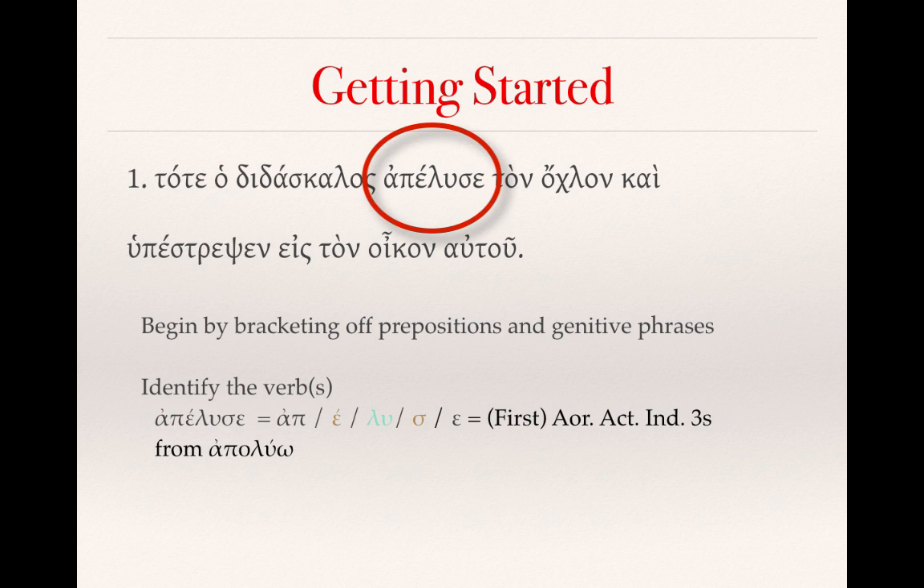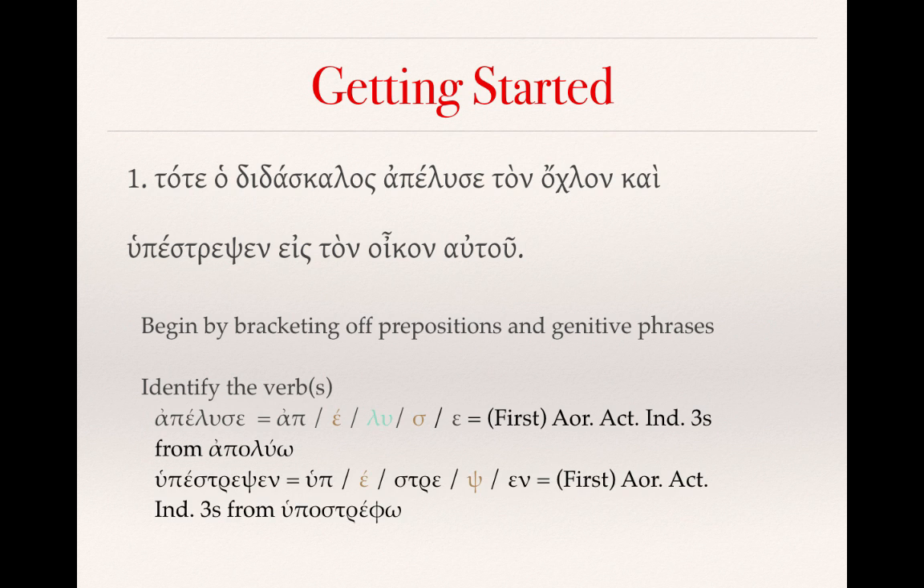First, apeluse, and you can see I've broken it up, and this is one of our compound verbs with the preposition apo in front of it, and so it's from apoluo. Based on this breakdown, you see the augment and the sigma, no sigma alpha because it's third singular. We would parse this as first aorist active indicative, third singular from apoluo.